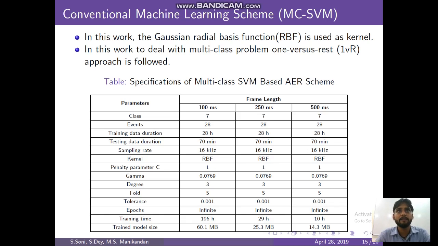As the first scheme, we selected a conventional machine learning classifier, the multi-class support vector machine, for detection of audio events. It is a supervised classification algorithm. As it is a multi-class problem, we used the one-versus-rest SVM approach with an RBF kernel. The specification of the multi-class SVM based AER scheme is shown in the table. The major limitation we found is that the computational complexity is higher in this scheme.